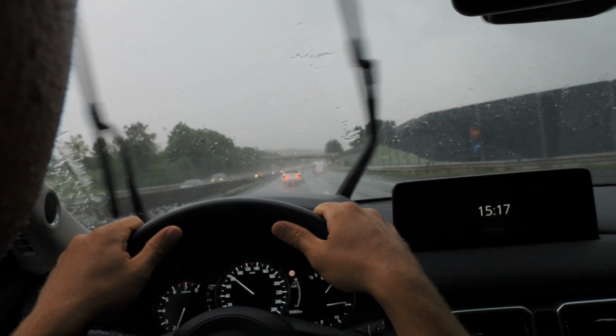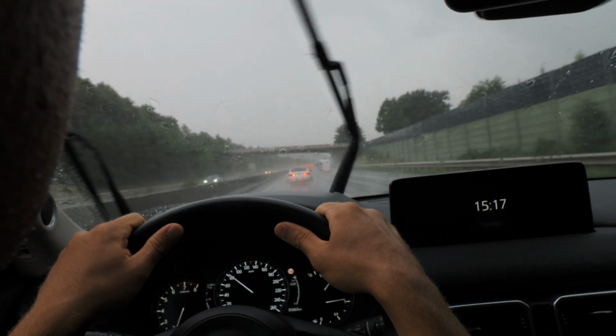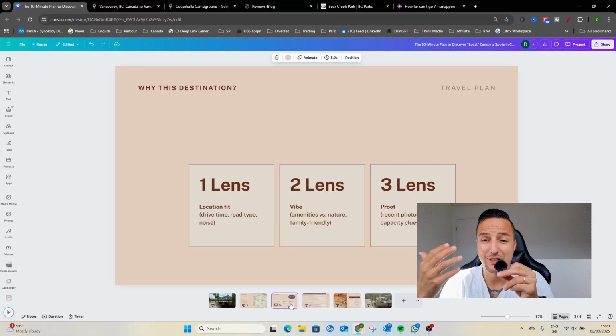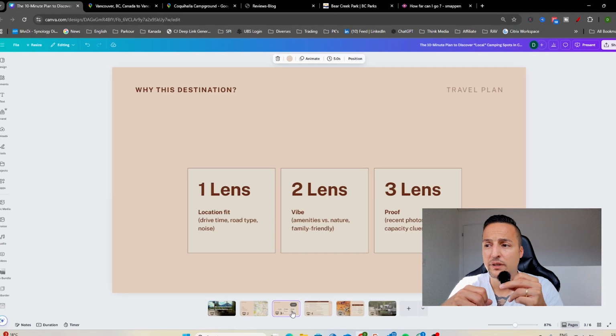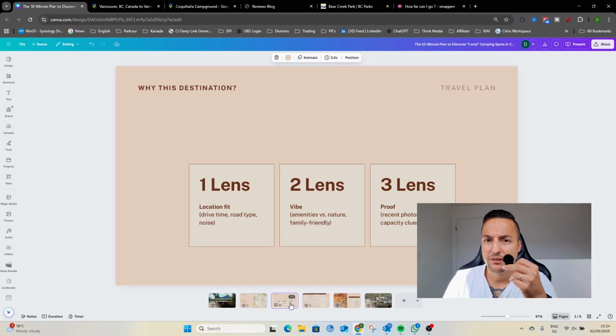And if we talk about the 3 L's, these are the 3 lenses, that's how I call them. The first lens is location fit. It's about the drive time, and whether it's clear-cut. The second lens is: is it amenities friendly? With that I mean, is it kids friendly, perfect for families? And is it in nature? And does it have any facilities that are awesome or great for families?